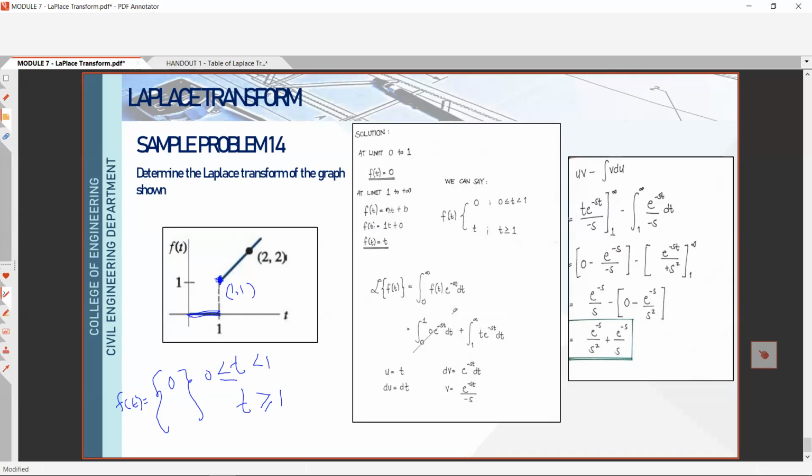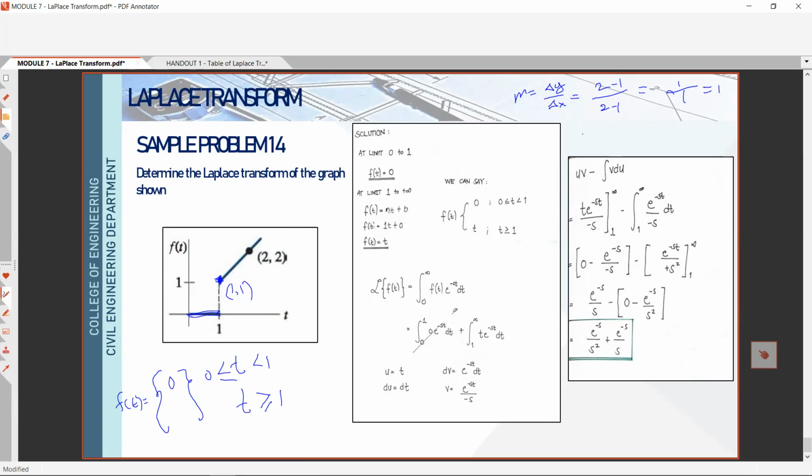Given 2 points, find the slope first. m is equal to change in y over change in x. So that is 2 minus 1 over 2 minus 1, change in y over change in x. That is equivalent to 1 over 1, which is 1. Therefore, our slope is 1. So recall your analytical geometry.